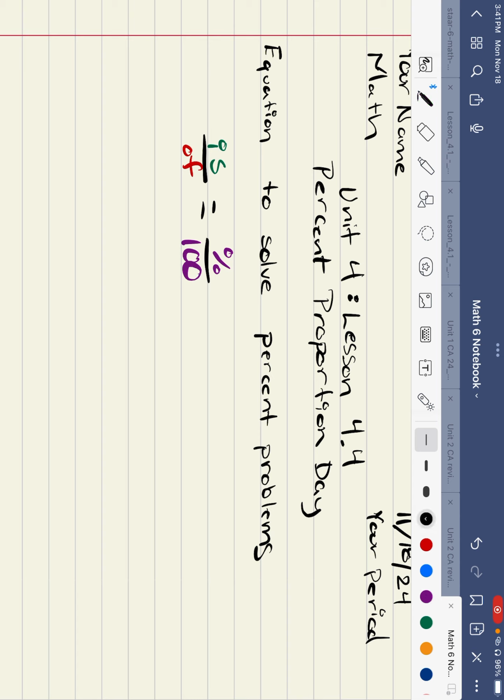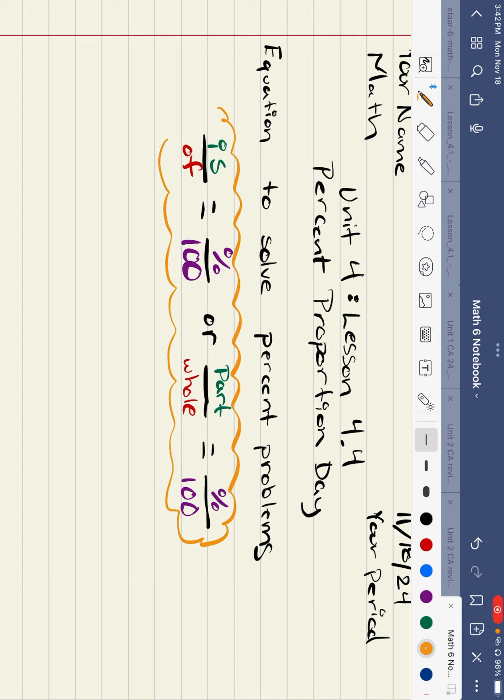Another way that you can think about that, again, two fractions. Another way people write that is part of the fraction over the whole fraction is equal to the percent over 100, right? Okay, so that's kind of your equations that we're going to be using for today. All right, so let's dive into some example problems.